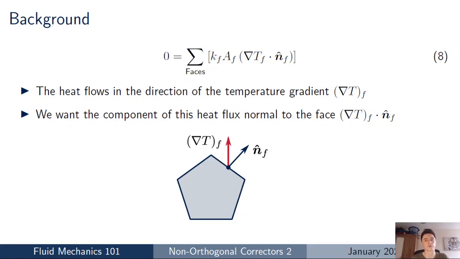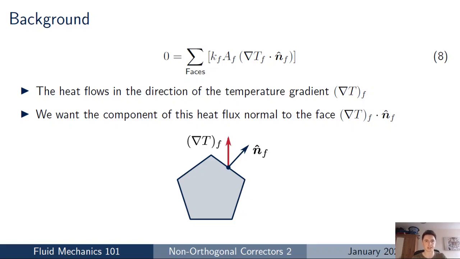Now, as we know from thermodynamics, heat flows in the direction of the temperature gradient, or more correctly, the negative of the temperature gradient. So heat will flow from regions of high temperature to low temperature. That is represented by the red arrow, which you can see in the diagram. For whatever reason, the temperature gradient is going directly up in this example. And of course, the unit normal vector always points normal to the face out of the cell.